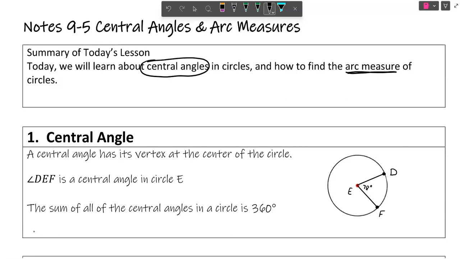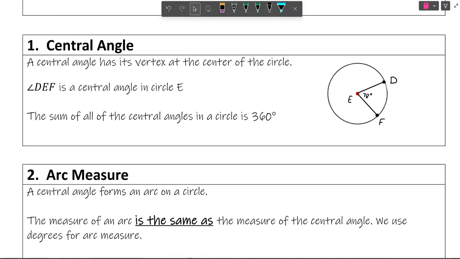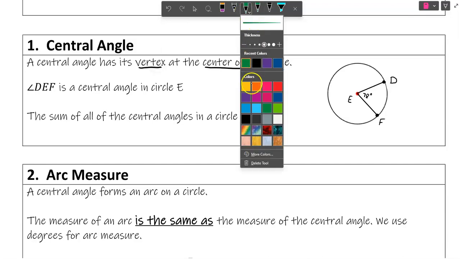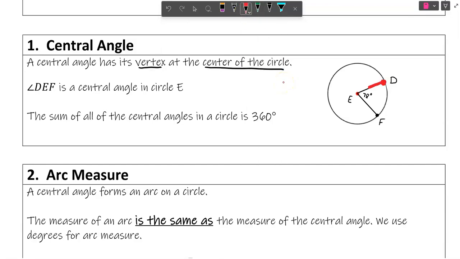But let's start with what we already know, and that is, what is a central angle? A central angle is an angle whose vertex is at the center of the circle. So the example there on the right, angle DEF, and I'll highlight that in red for you. Angle DEF. The angle that's formed right there, 78 degrees as it's marked, is considered a central angle.